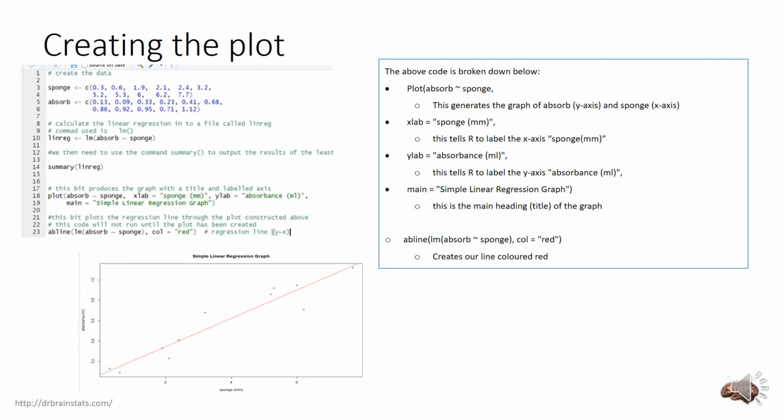So our next stage is to create the plot. As with R, it's just a simple plot command. And to get our straight line, we need to use the command abline. Again, pause this slide whenever you feel you want to.